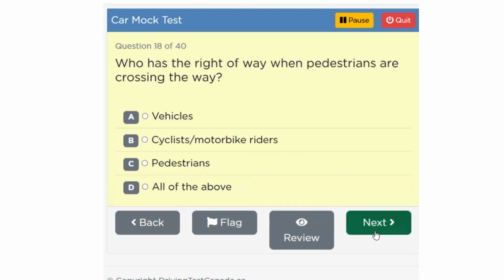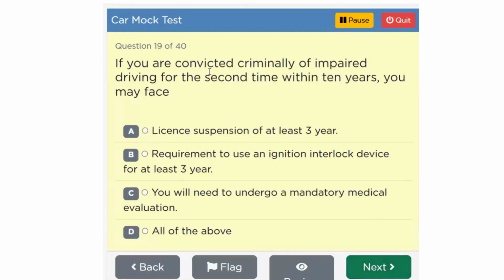Okay, let's do that. Who has the right of way when pedestrians are crossing the way? I think pedestrians. If you're convicted criminally of impaired driving for the second time within 10 years, you may face license suspension of at least 3 years, requirement to use an ignition interlock device for at least, you will need to go and mandatory medical. All of the above, I guess.